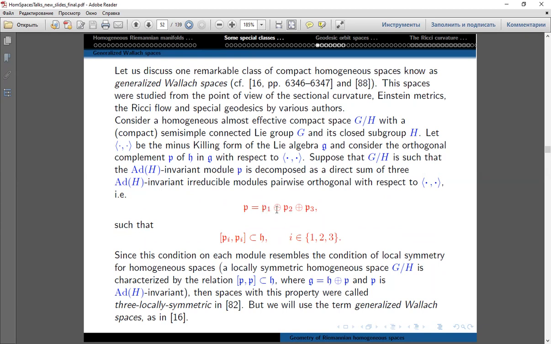Any two of these submodules are orthogonal with respect to this inner product, and every one of P1, P2, P3 is Ad(H)-invariant and irreducible. Another property we demand is that the bracket of Pi with Pi is in h for any i, 1, 2, 3. This condition resembles the condition of local symmetry for homogeneous spaces: P bracket P is in h. Therefore, such spaces are also called three-locally-symmetric spaces for this reason.